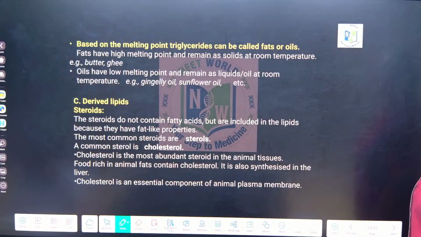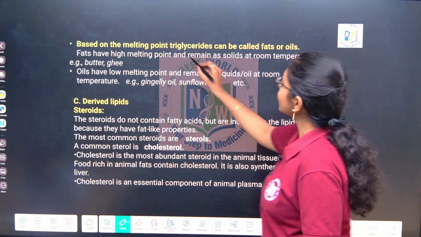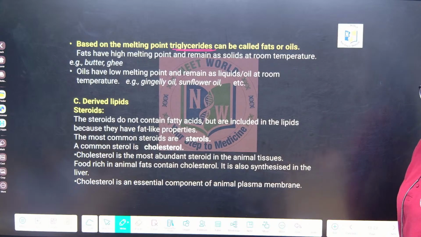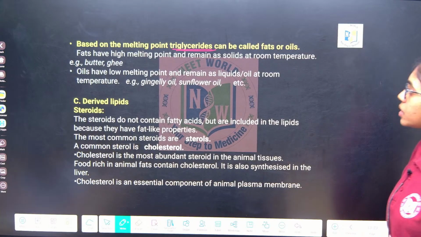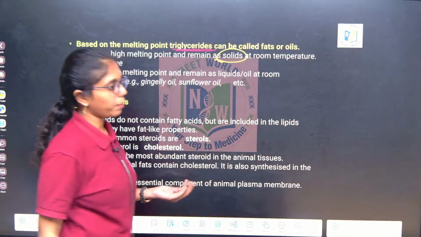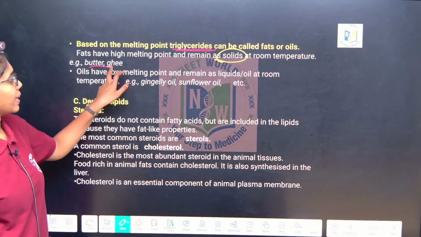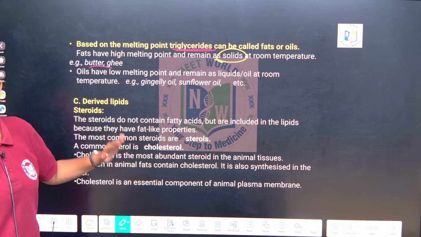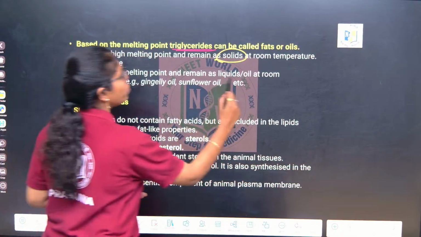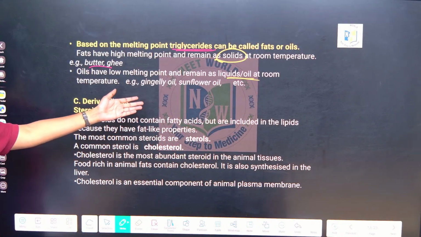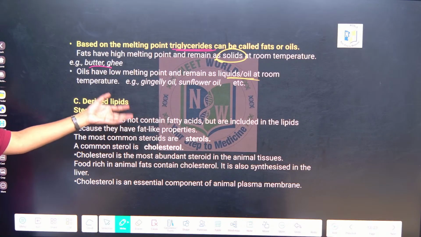Next, based on the melting point, triglycerides can be called fats or oils. Fats have a high melting point, and they remain solid at room temperature. The best examples are butter and ghee. Whereas oils have a low melting point, so they are liquids at room temperature. Examples include gingelly oil and sunflower oil, the oils which we use for making curries and all.